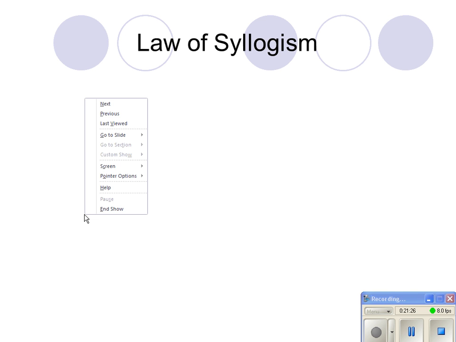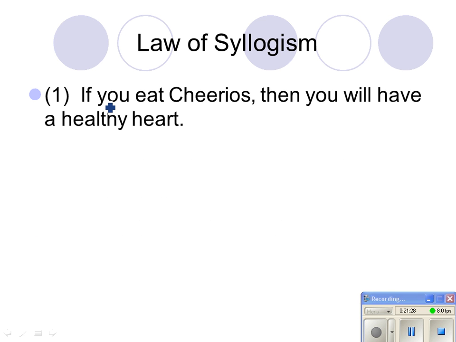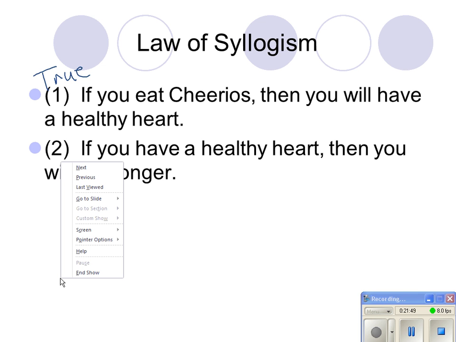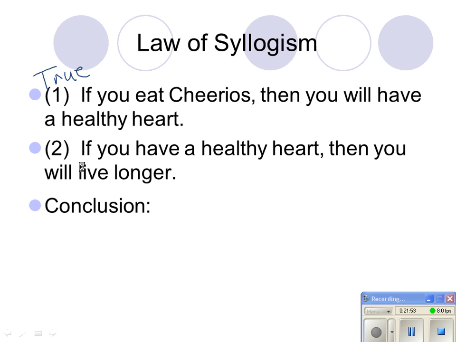Law of syllogism. If you eat Cheerios, then you will have a healthy heart. So that's our first statement. We're going to take it for granted that that's true because that's what they're telling us. Second statement, if you have a healthy heart, then you will live longer. Again, we're going to take that to be true. We want to come up with a conclusion.